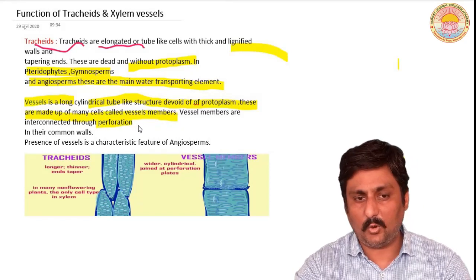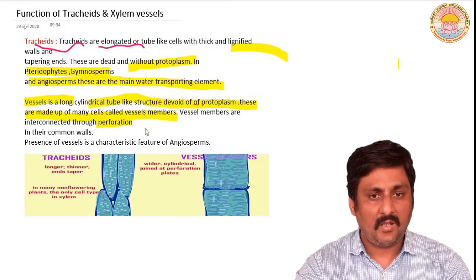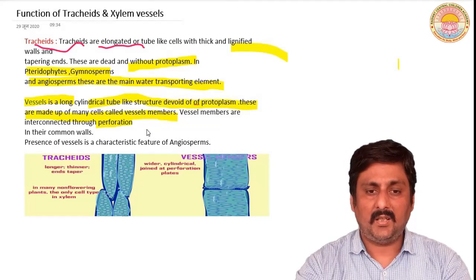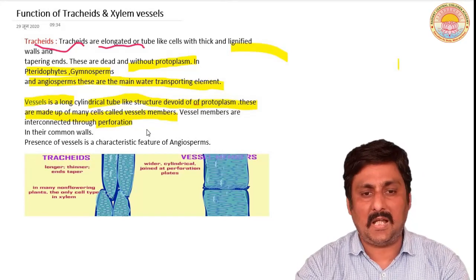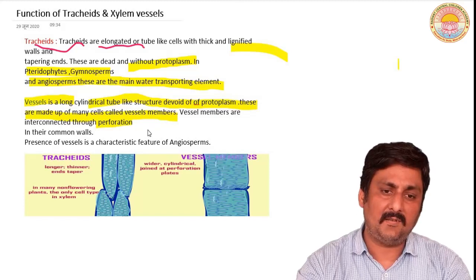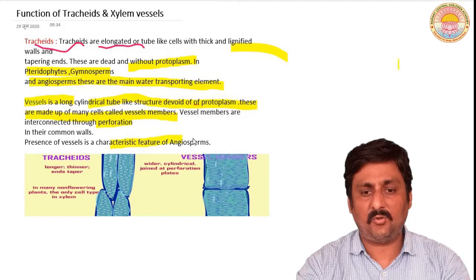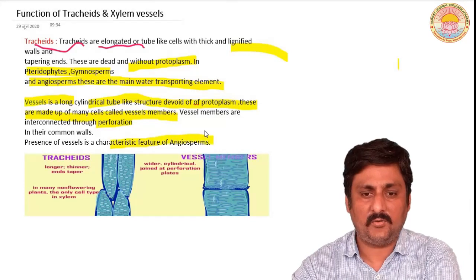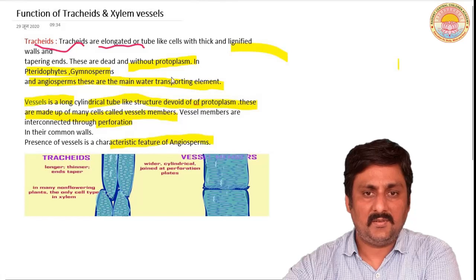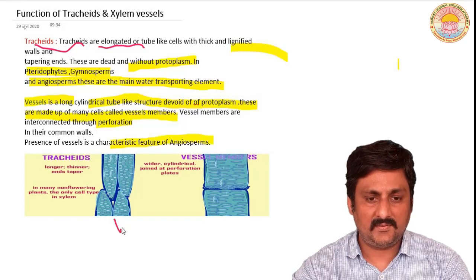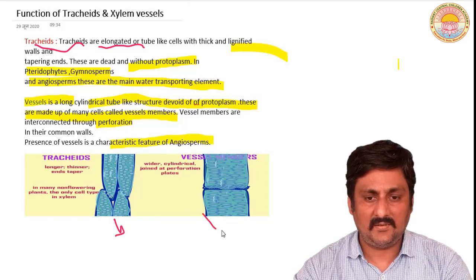So there is a common wall in between the two, and in between the various cells of the xylem vessels there is a pit, and therefore the transport of certain ions and material takes place from one xylem vessel to the other xylem vessel. Presence of vessels is actually a characteristic feature of the angiosperm. Now just see in the diagram given below, this is the diagram of the tracheids and this is the diagram of the vessels. You can see the difference.